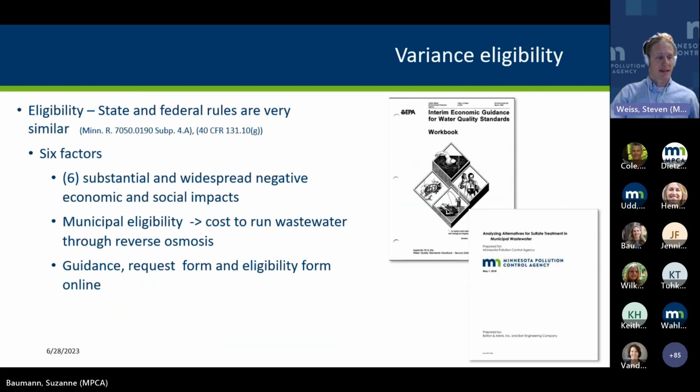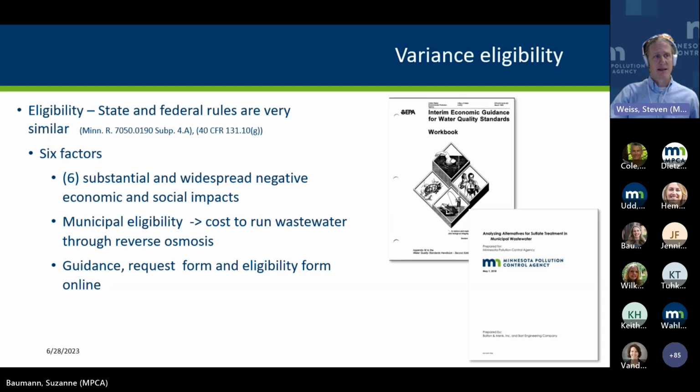So let's talk about variance eligibility. Both Minnesota state rules and federal law are very similar. Both were revised during the same period and were developed consciously to minimize differences between them. So if you're meeting state rules, you'll also be meeting the federal rules. These rules provide 6 factors that could be used to justify variance eligibility. The 6th factor is almost always used. This factor discusses substantial and widespread negative economic and social impacts.